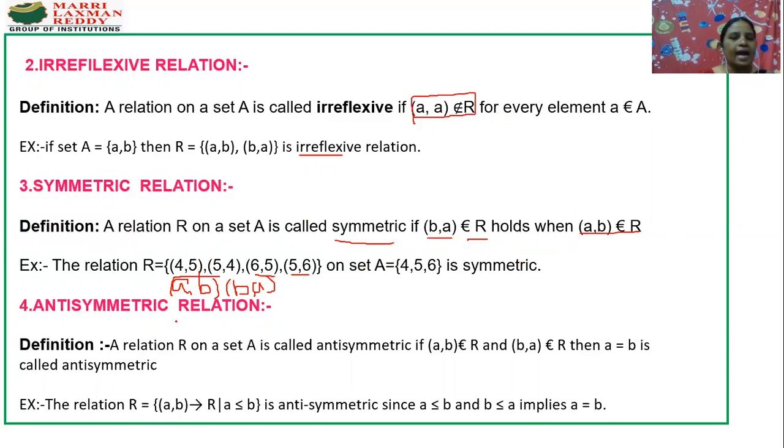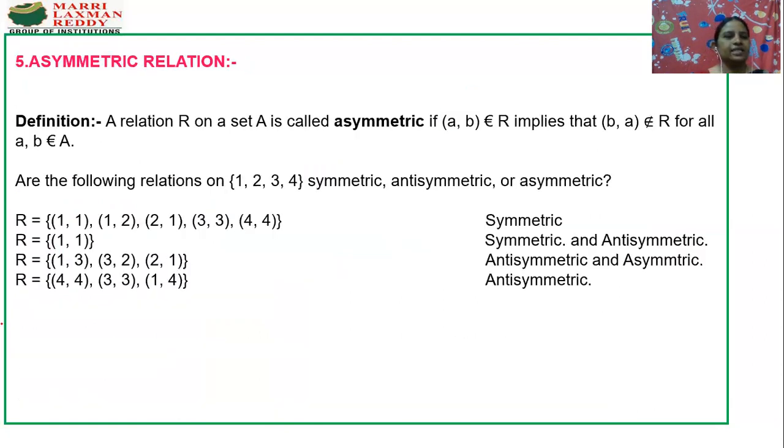Coming to the fourth one, anti-symmetric relation. A relation R on a set A is called anti-symmetric if (a, b) belongs to R and (b, a) belongs to R, then a is equal to b. In the case of symmetric, the values of a and b may be the same or different, but in the case of anti-symmetric, a should be equal to b, then only it is anti-symmetric. The symmetric condition should be satisfied and at the same time a equal to b should be satisfied, then it is called anti-symmetric. For better understanding, look at the example.